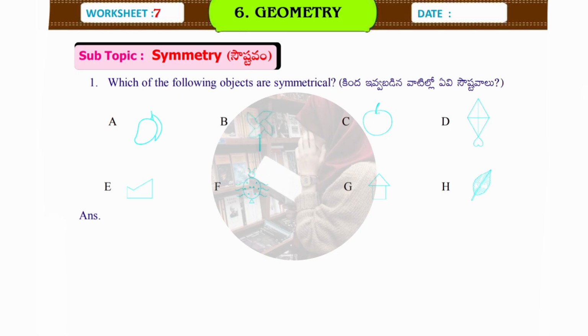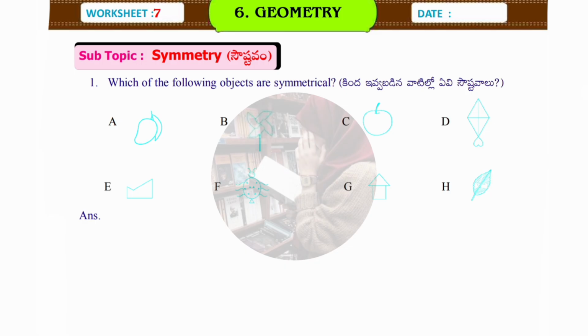Here the subtopic is symmetry. Let's see. First question is, which of the following objects are symmetrical? So guys, here we have given 8 pictures. What we have to do, we have to draw exactly one line between the given picture. After drawing the line, means after cutting the given picture into equal halves, will it give equal parts on either side? If it is giving equal parts on either side, then it is symmetrical. If it is not, then it is not symmetrical.